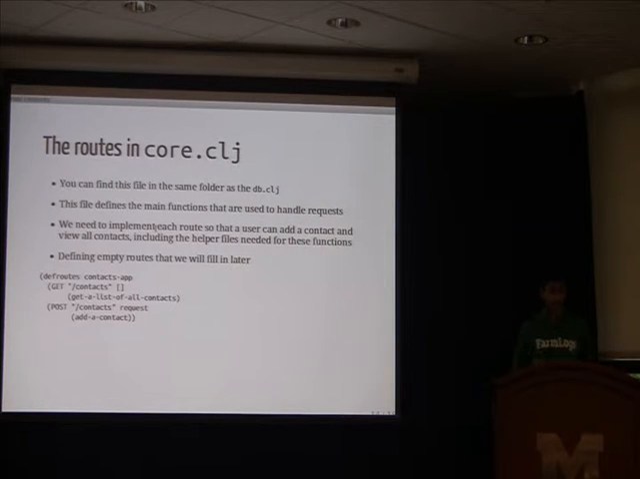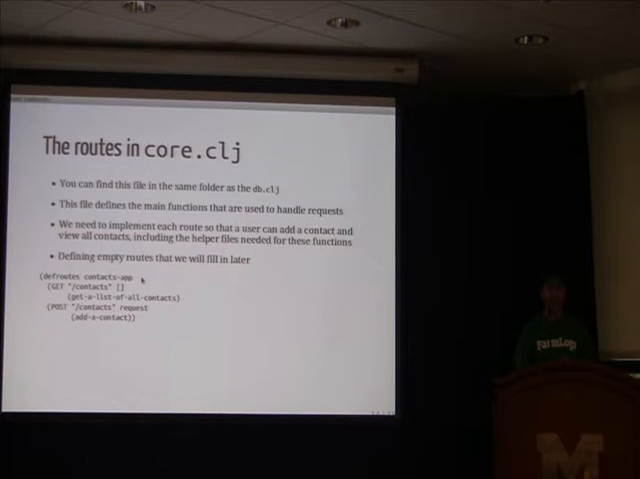So we can look at the basic routes that are defined in the core.clj file. There's only 2 of them in this case. Let's first go over the 2 routes that we want to define. We define the name of the app, so contacts app, and then the 2 routes. So we have a get and a post.